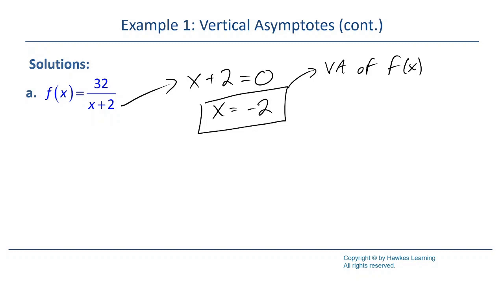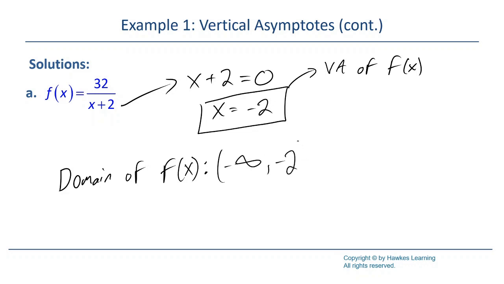So now we have where the vertical asymptote is. And then remember I said the domain is just all real numbers except where this vertical asymptote, or if there were multiple, where the vertical asymptotes occur. So the domain of f of x is going to be from negative infinity to negative 2, and that's going to union with negative 2 to infinity.